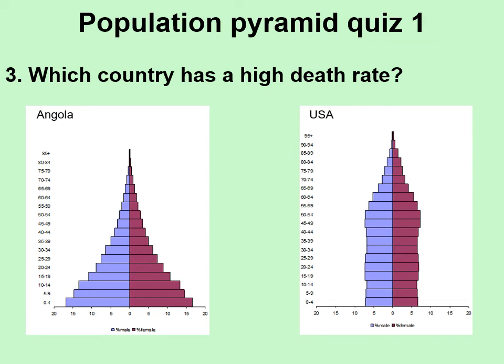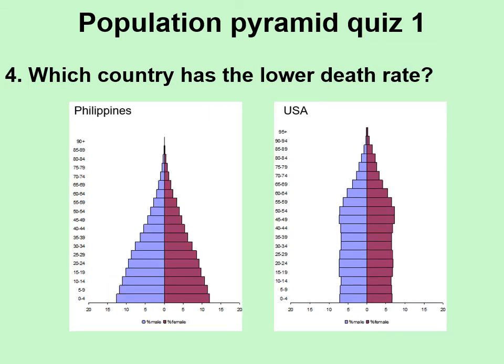Question number 3. Which country has the high death rate? Angola here has the high death rate. The sides are very steep. It is like a pyramid. In the USA, the sides are pretty straight, so most people are climbing that ladder up to the next bar. They are not dying.